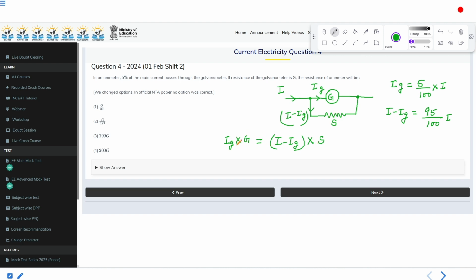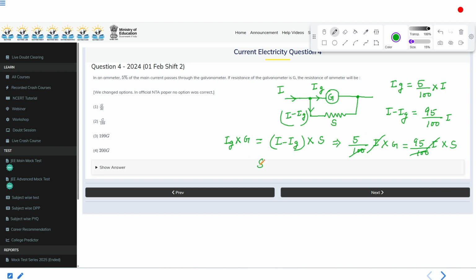So after solving this, Ig is 5 by 100 I, and I into G is equal to, what is this, I minus Ig? 95 by 100 I into S. So this I and this I will get cancelled out. This 100 and this 100 will also get cancelled out. So this S will become 5G upon 95.